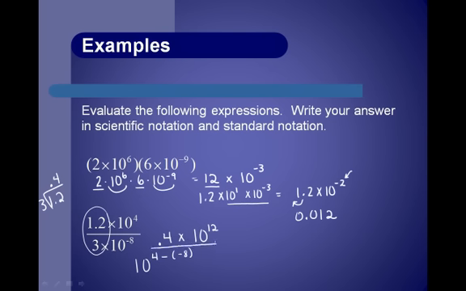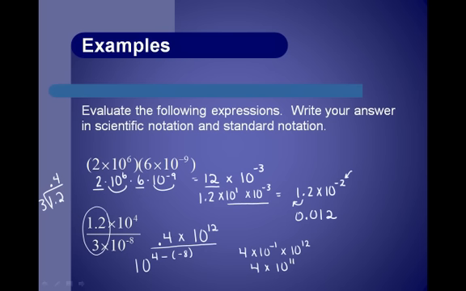Same thing. This number is not in scientific notation because 0.4 is not between 1 and 10. So 0.4 can be rewritten as 4 times 10 to the negative 1 times the 10 to the 12th that we already have, which would give us 4 times 10 to the 11th power.